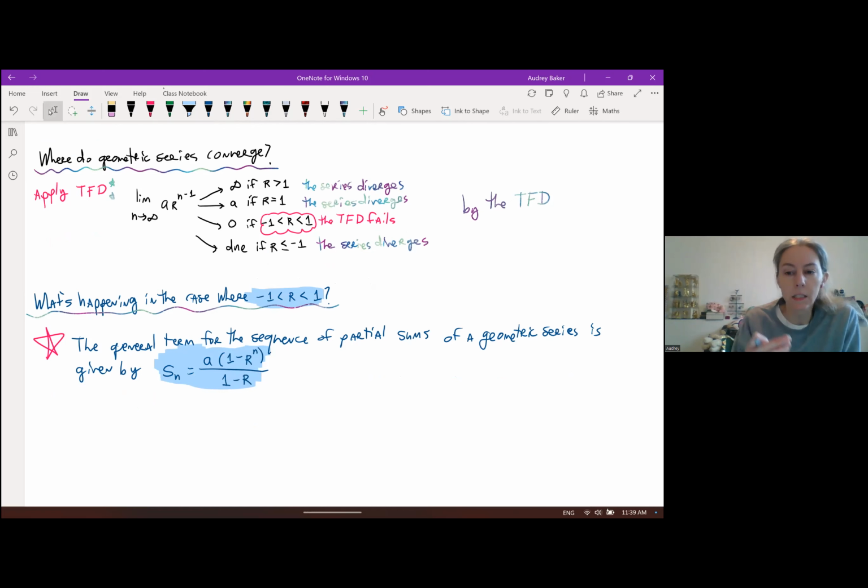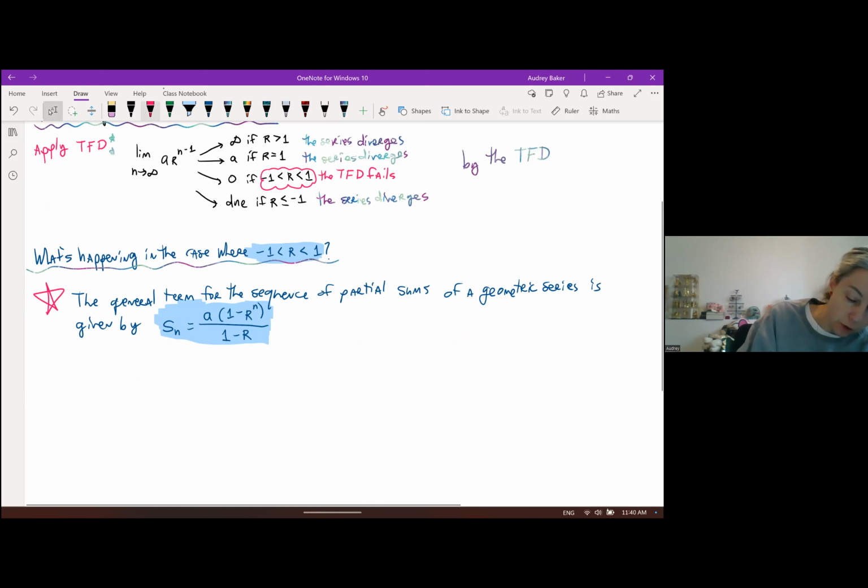Remember that a series is doing the same thing as its sequence of partial sums. So if the sequence of partial sums converges, the series converges, and it converges to the same number. If the sequence of partial sums diverges, then the series diverges. So we just have to figure out what's going on with the sequence of partial sums that has this general term. To determine convergence and divergence of a sequence, we just look at the limit.